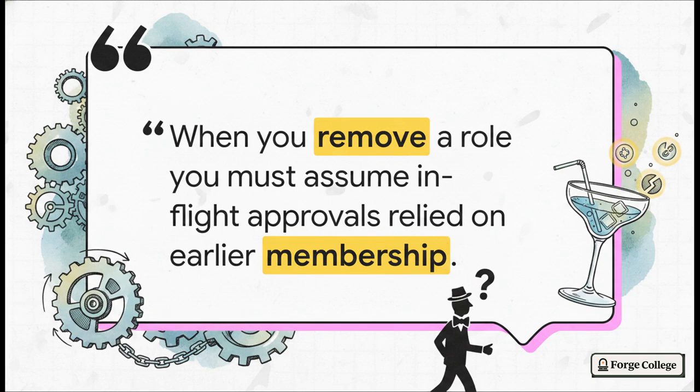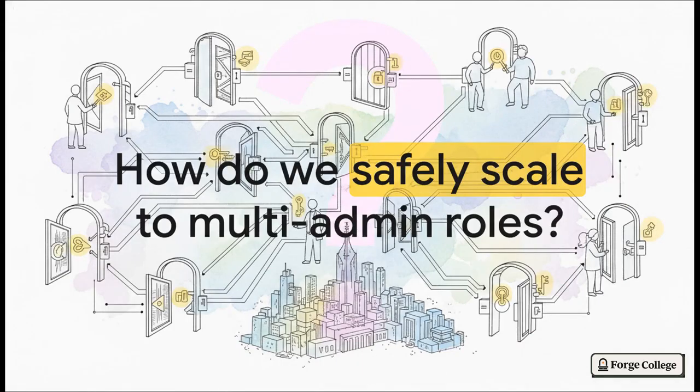Seriously, think about it. If you fire the club manager, what happens to the drink orders they literally just placed? You have to design your systems anticipating these lifecycle shifts and weird edge cases. Which leaves us with one final provocative thought. How do we safely scale these entry point patterns for massive systems that require multi-admin roles and complex cross-contract checks? I mean, what happens when our single VIP club becomes a global interconnected franchise?